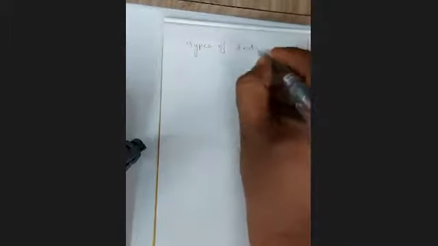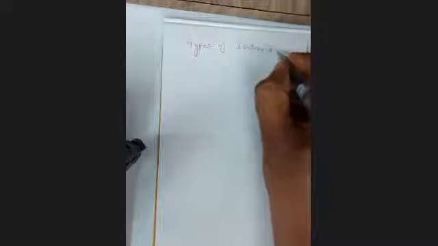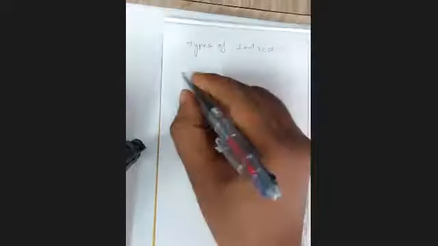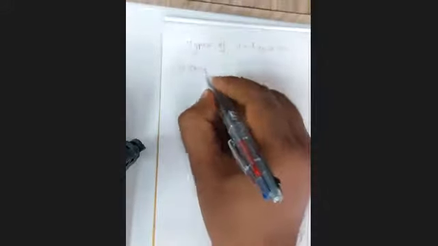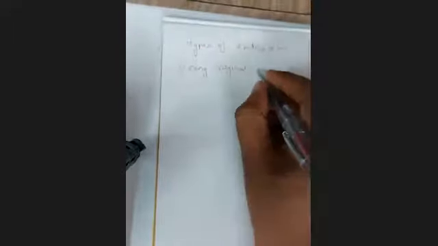Now, in your textbook, let us talk about one more thing, and that is the types of indirect hernia. One is the congenital vaginal hernia.